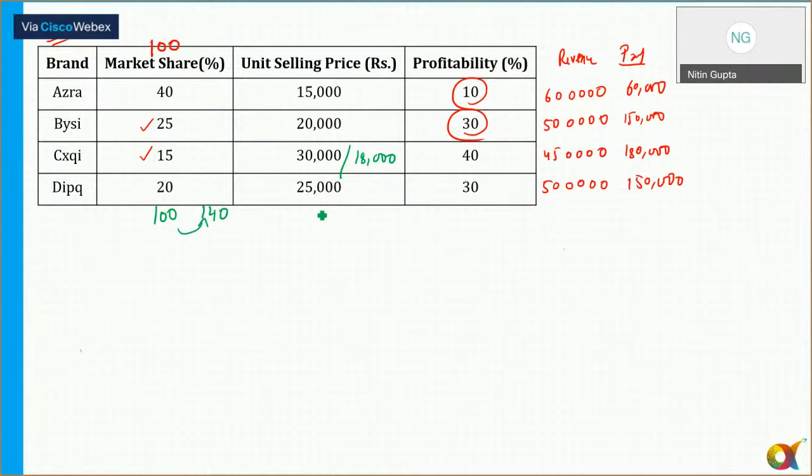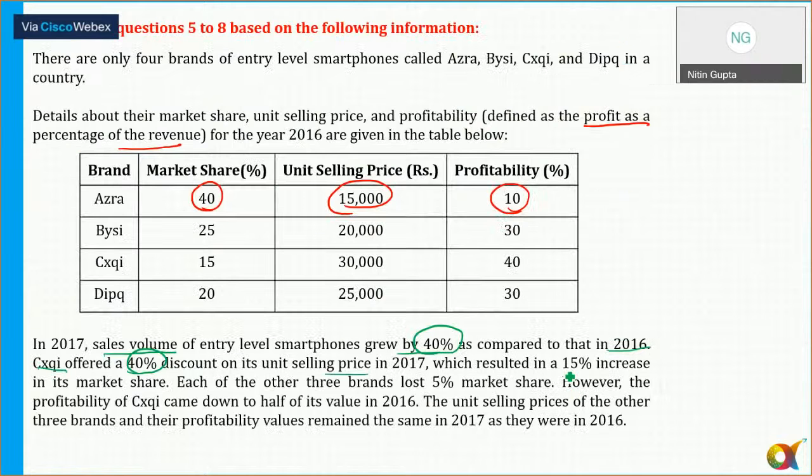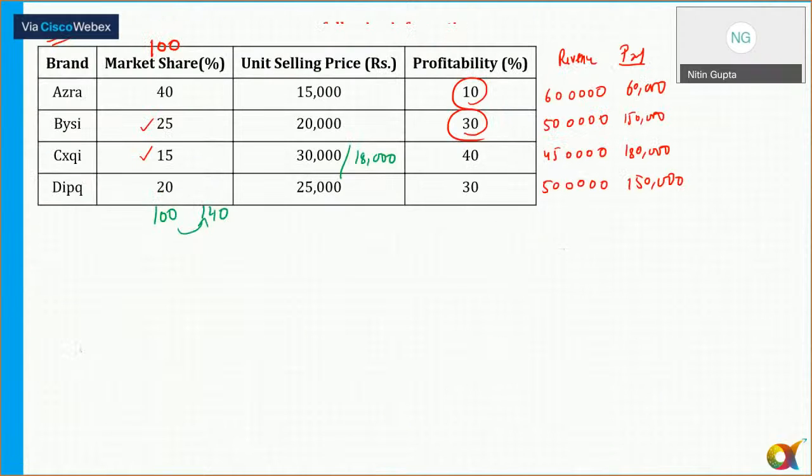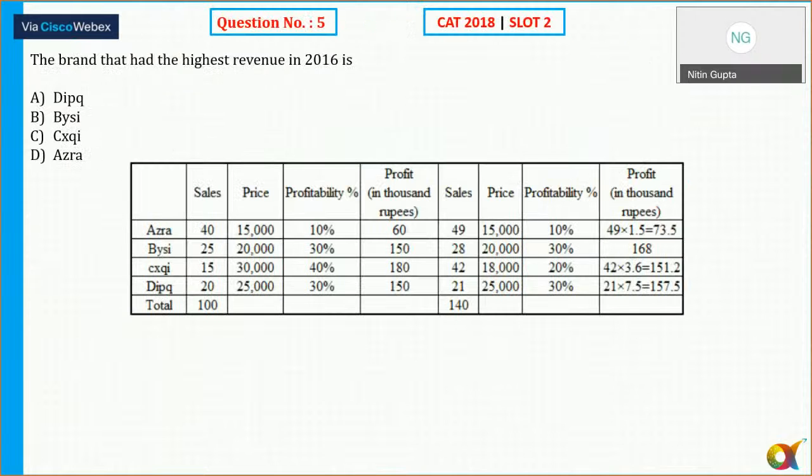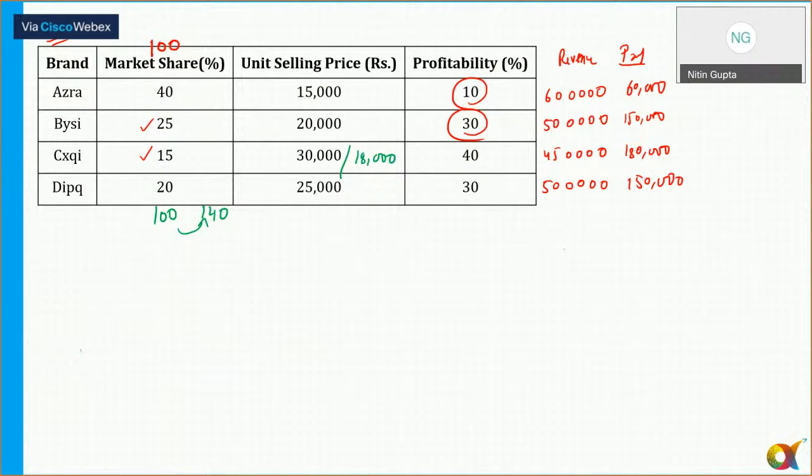Now, which resulted in a 15% increase in its market share. So the market share is increased by 15% here. So where are we? The market share rate has been increased by 15%. Okay, so that is given to us. So the market share is increased by 15% for which one?